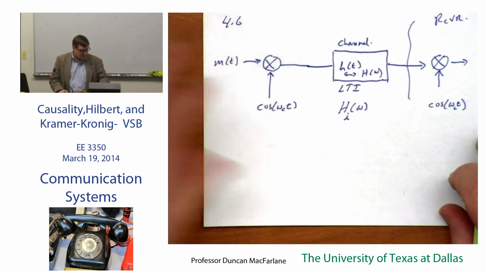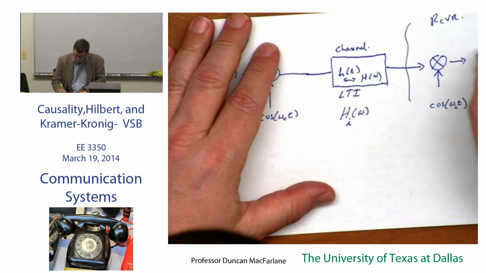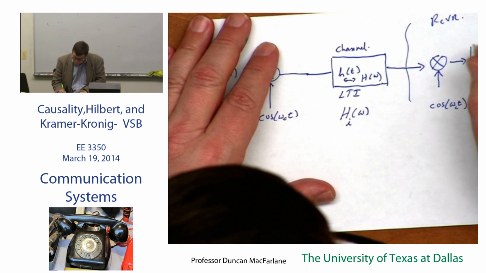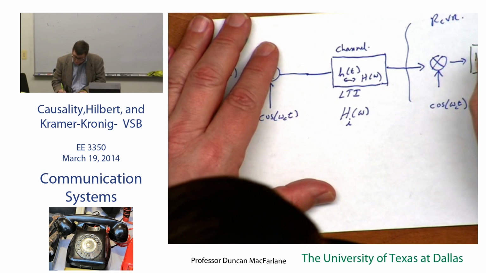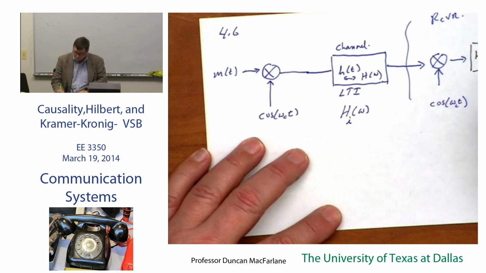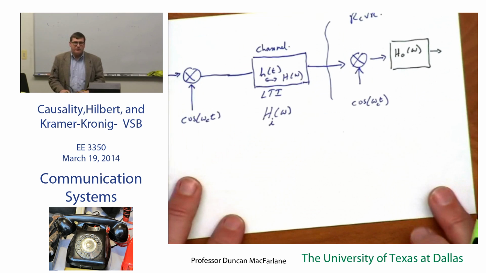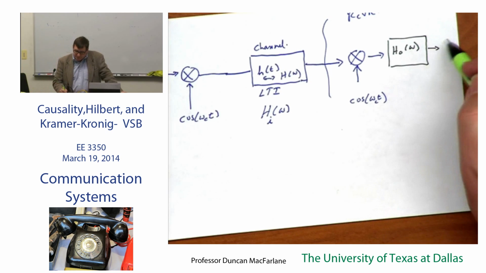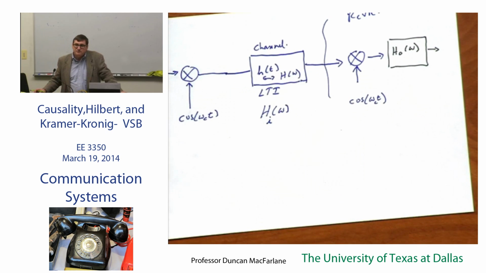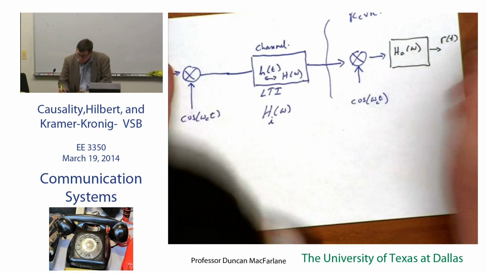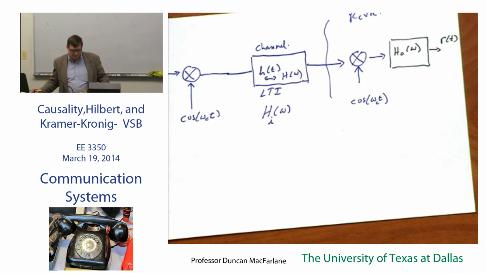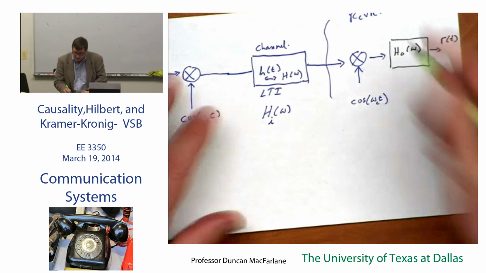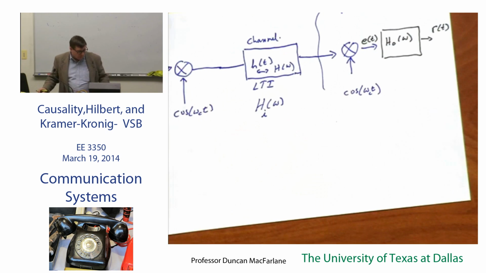So in this problem, what we ask ourselves here is, I want to put in a filter on my receiver that gets me close to this guy here to recover my m(t). And so, in fact, I'll call that r(t), which is the signal that's recovered. And just for grins, I'll call this e(t) going into my H output of omega.